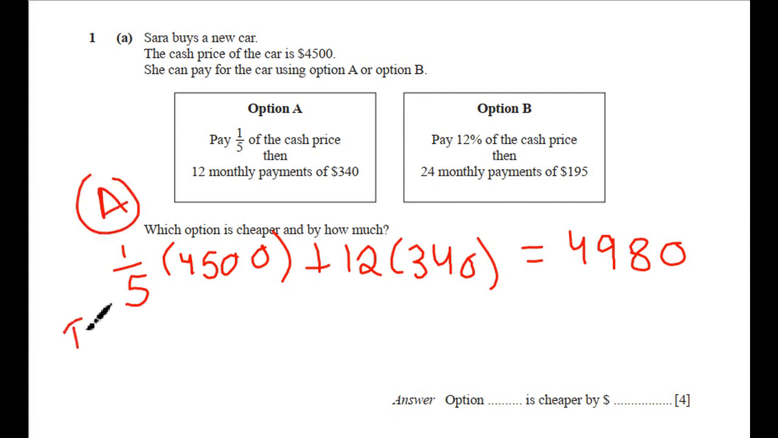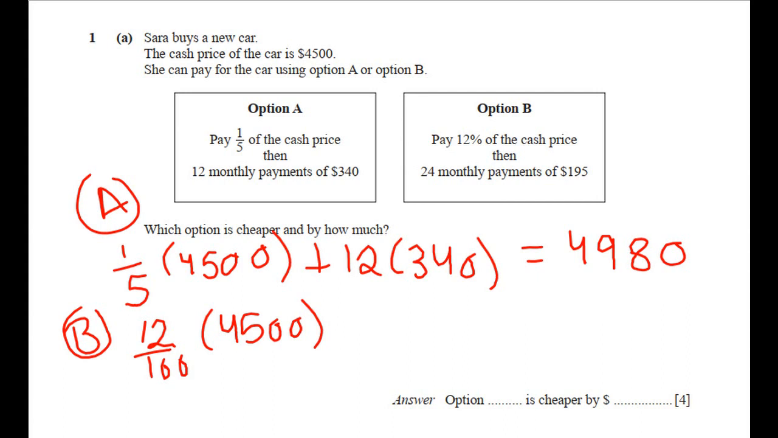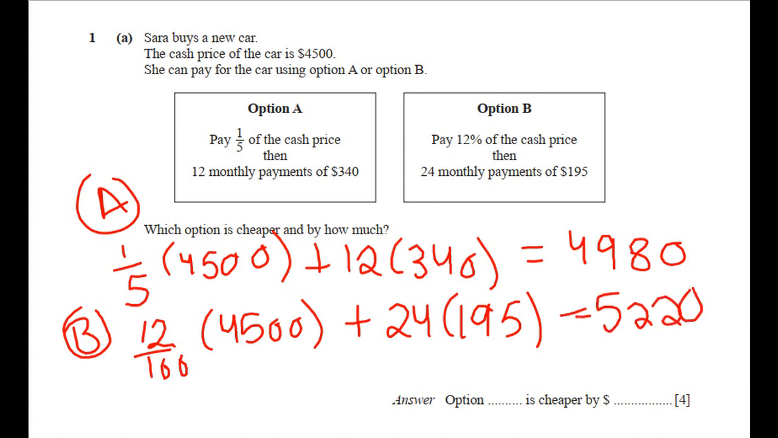Now let's check option B. She has to pay 12% of the cash price, so 12% of 4,500. Then 24 monthly payments of $195. Then plus 24 times 195, which gives us 5,220. So option A is cheaper.